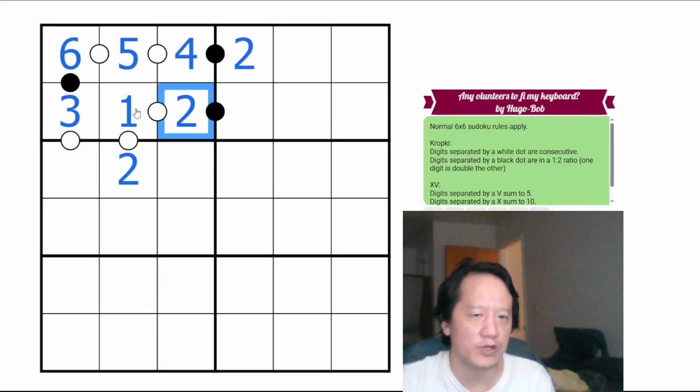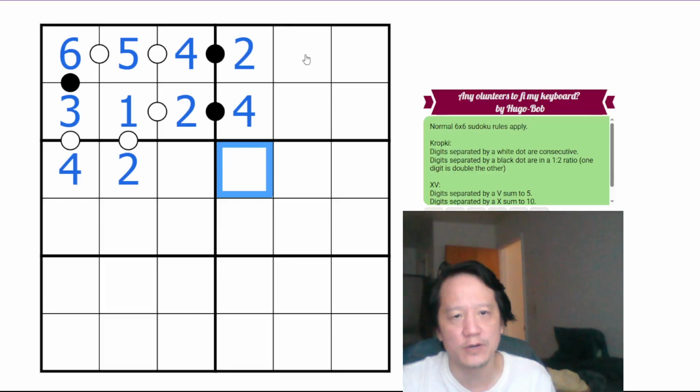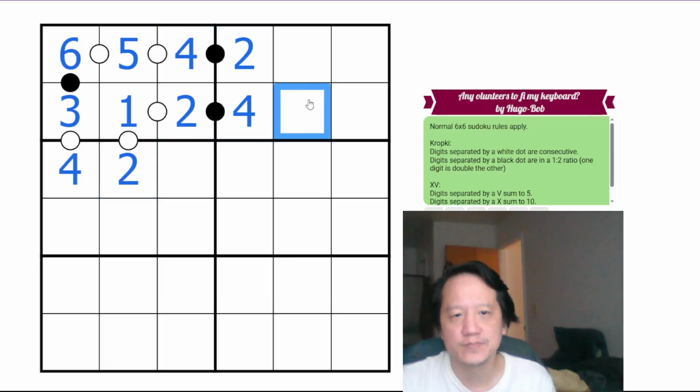2 is in a 1 to 2 ratio with 1 or 4, but this can't be 1 because of 1 in the row, so that's 4. 3 is consecutive with 2 or 4, but this can't be 2 because of 2 in the box, or the region, so that's 4 there. And we just solve using this way. And again, this can't be 3. That adds up to 5 for these digits because they would be sharing an edge.